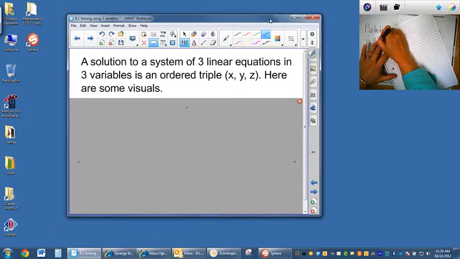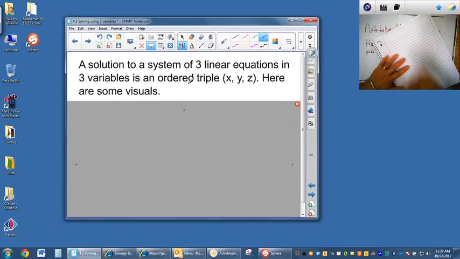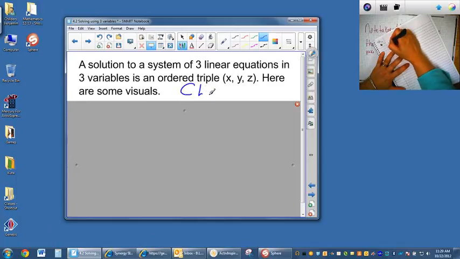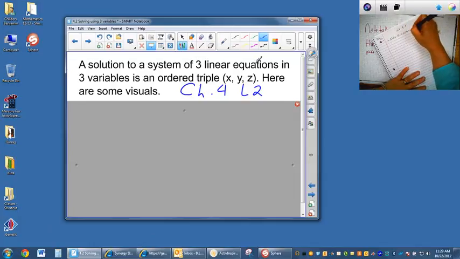Alright, so today is Monday, and this is going to be chapter 4, lesson 2. We're going to spend 3 days, once again, on this stuff. And I think we're going to go nice and slow today. We'll probably just end up doing about 1 problem today. You'll do 1 problem for homework tonight.